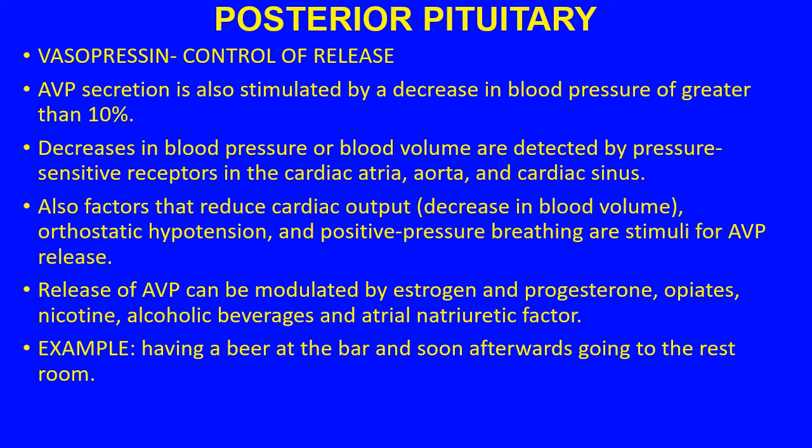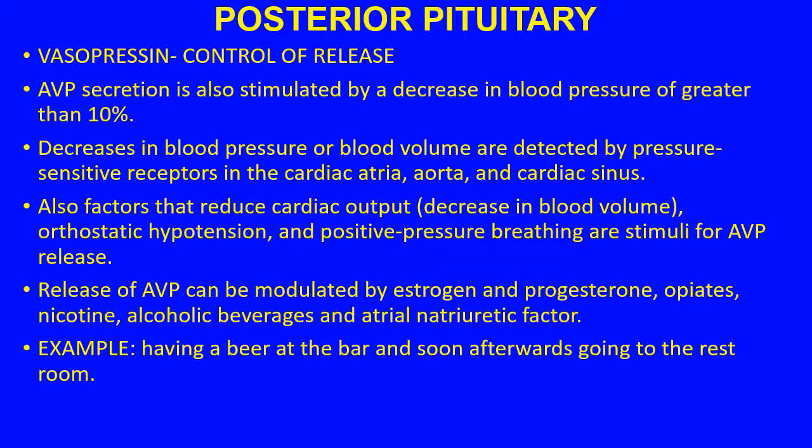Now, what happens there is you're going to have decreases in blood pressure or blood volume. These are going to be detected by the pressure-sensitive receptors in the cardiac atria, the aorta, and the carotid sinus. Also, factors that reduce cardiac output, in other words a decrease in blood volume, such as orthostatic hypotension or positive pressure breathing, are all stimuli for AVP release.